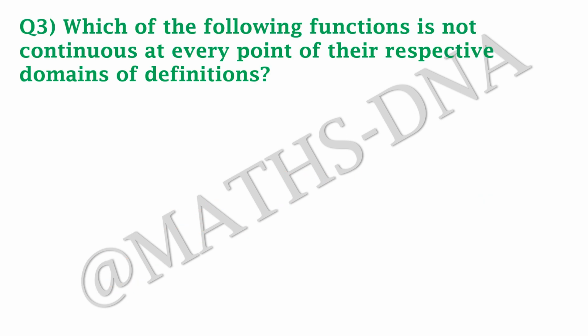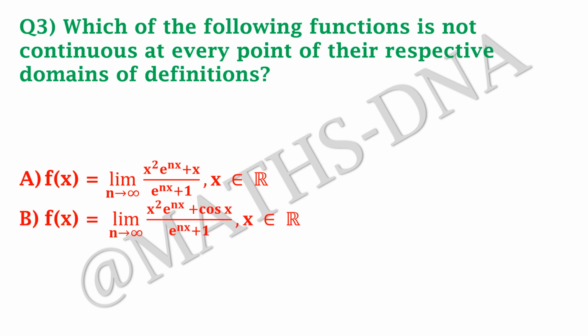Moving on, the third question is which of the following function is not continuous at every point of their respective domains of definitions? And the options are A. f(x) is equals to limit n tends to infinity x square into e raised to nx plus x upon e raised to nx plus 1, where x belongs to R, the set of real numbers. Option B. f(x) is equals to limit n tends to infinity x square into e raised to nx plus cos x upon e raised to nx plus 1, and where again x belongs to set of real numbers.